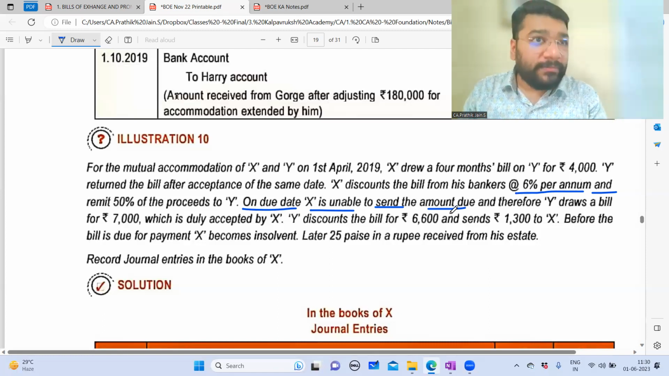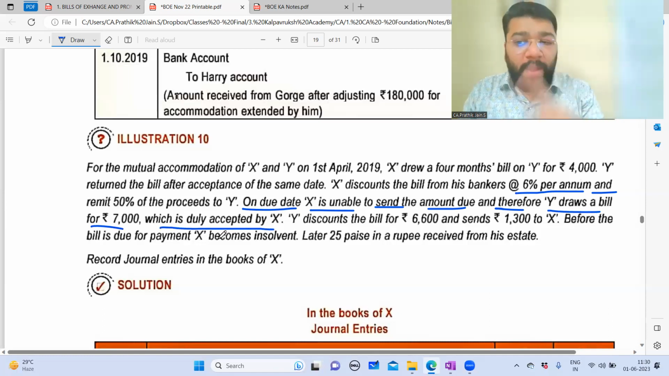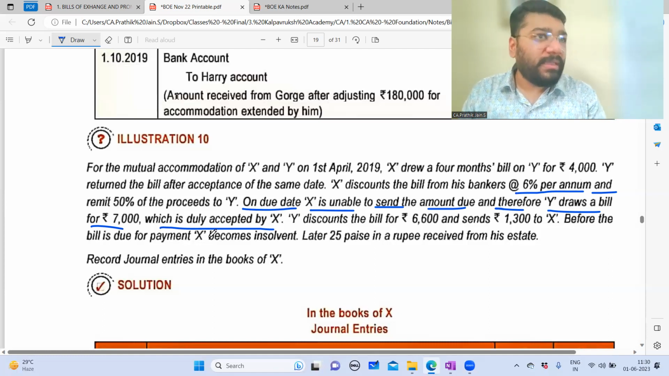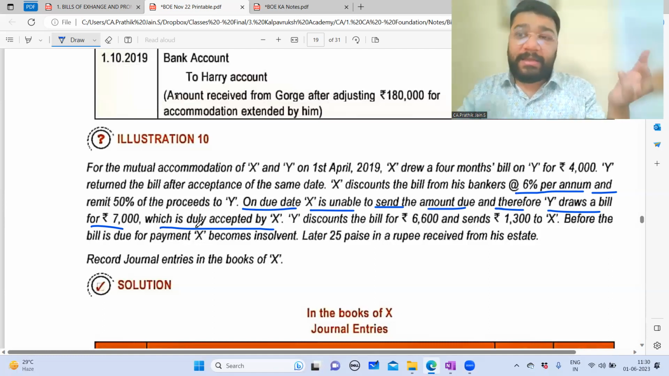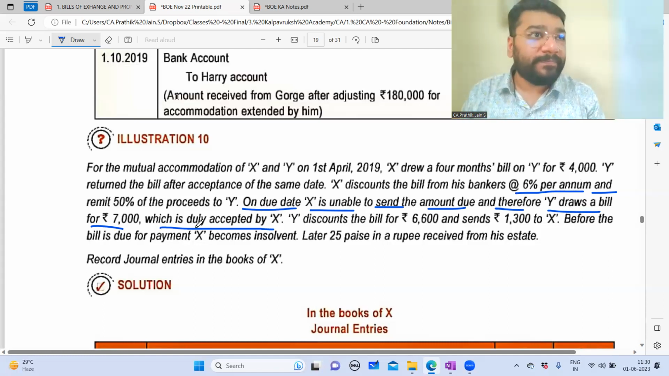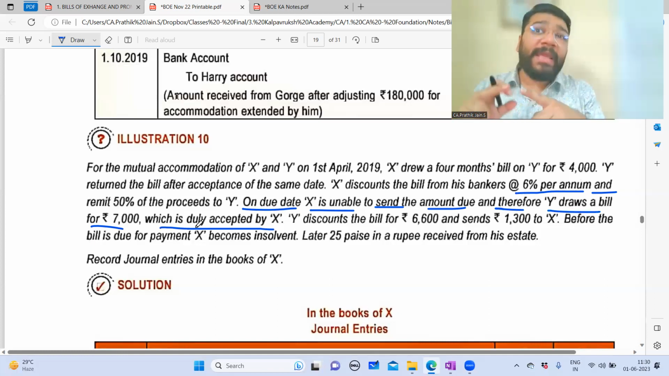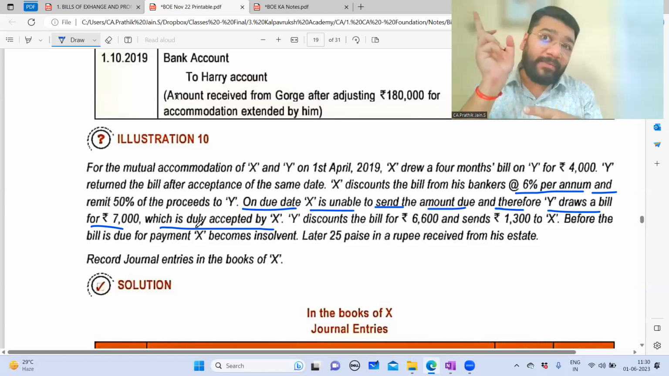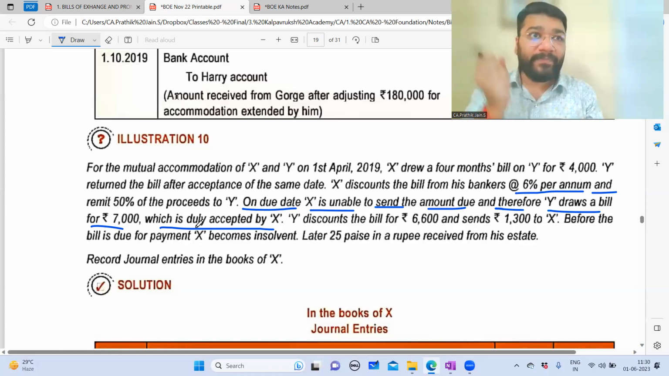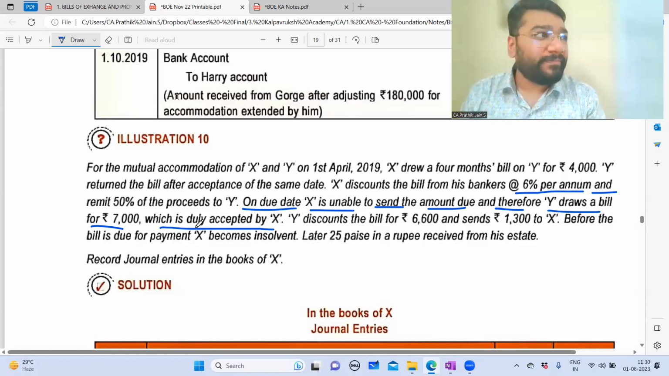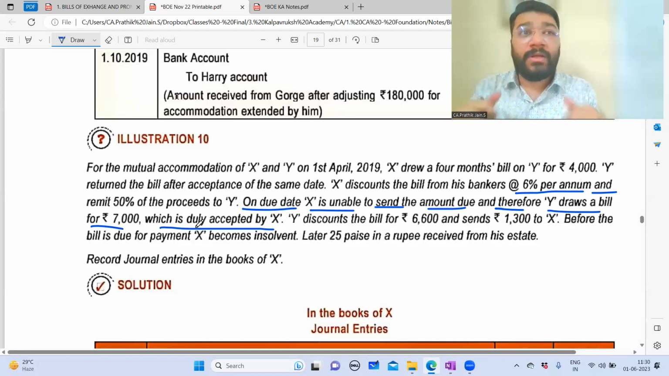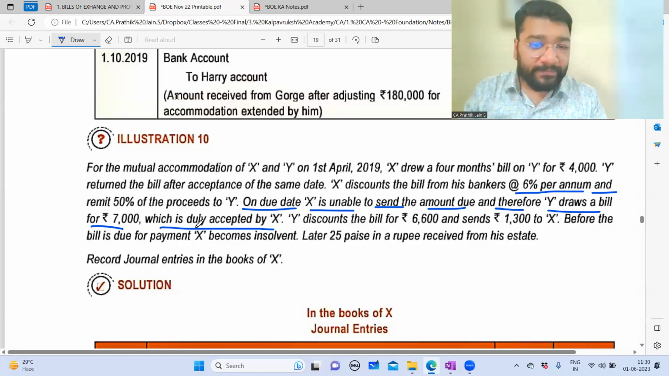Now Y is upset. Therefore, Y draws the bill on X for 7,000 rupees, which is accepted by X. So now Y will draw the bill on X. He will get it discounted from the bank, and that money he will pay to the first bank. Y is drawing a bill on X. X is accepting and giving it back. So Y will take this new bill to another bank. From that, he will get the money and give it to the old bank. Like that, he will safeguard himself. So now Y is drawing the bill on X also. So each of them is drawing a bill on the other.